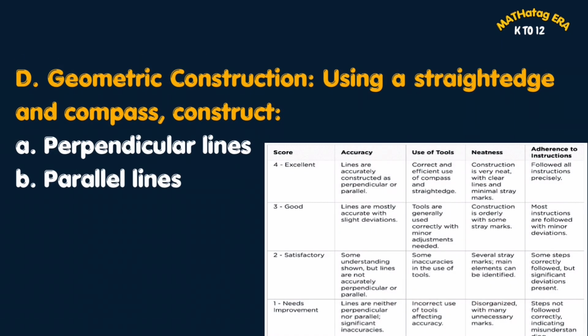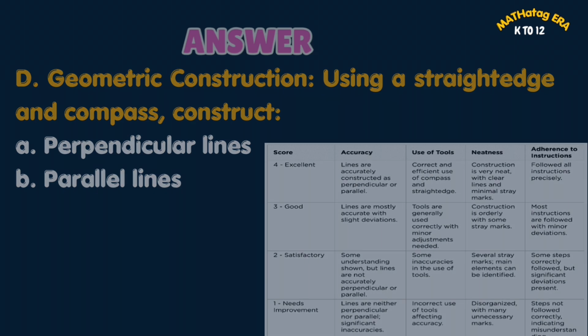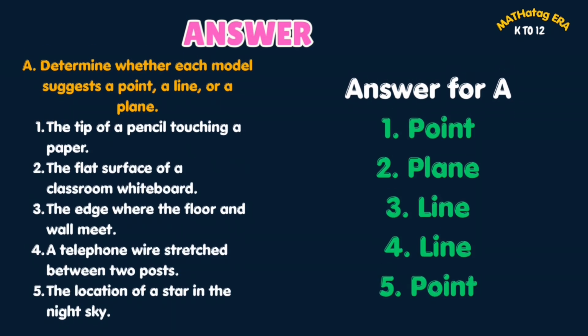For the next activity, geometric construction. It's up to you whether you will do this. It will be your guide so you can answer your teacher. For geometric construction, using a straight edge and compass, you're going to construct perpendicular lines and parallel lines. You will see the rubrics for assessment there.